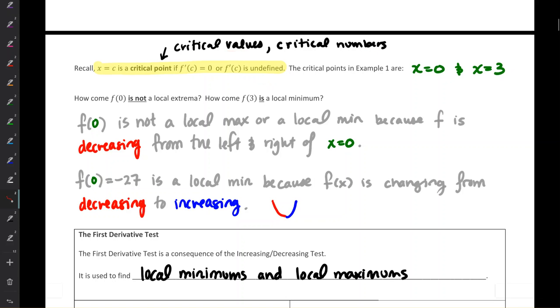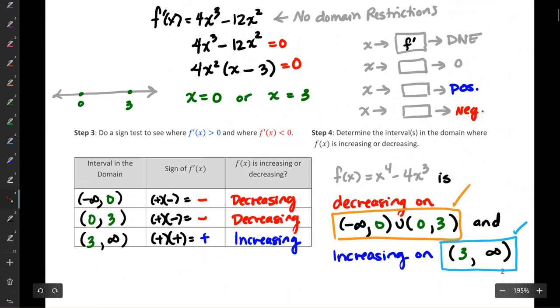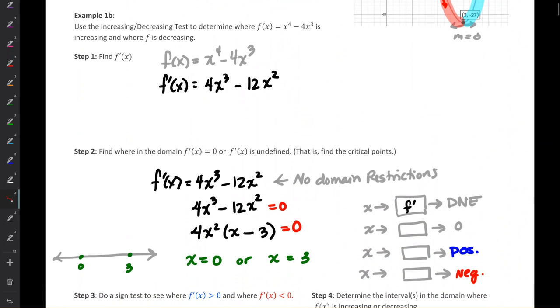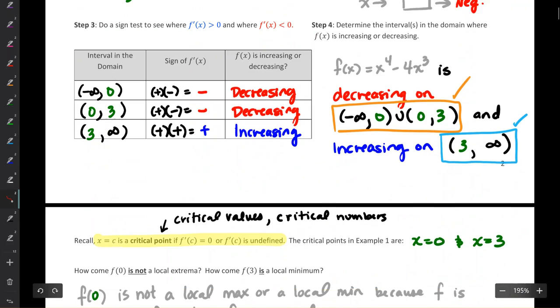So in example 1, we found the critical numbers of x equals 0 and x equals 3. How do we do that? We took a derivative. We noticed that that derivative had no domain restrictions, so there were no places where f prime was undefined. And we set it equal to 0 and found that at these two x values, x equals 0 or x equals 3, my derivative was 0. So those x values are critical points.